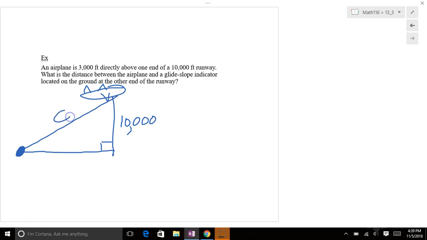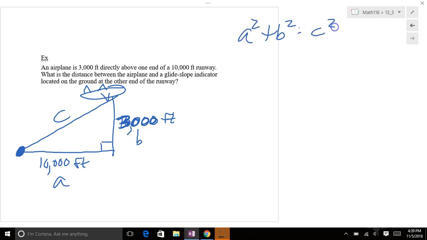So what's that distance? Remember, this runway is 10,000 feet. And the airplane is 3,000 feet directly above the end of the runway. Okay, so here's our a, here's our b, there's our c. Go ahead and punch it in. a squared plus b squared equals c squared. So 3,000 squared plus 10,000 squared equals c squared.